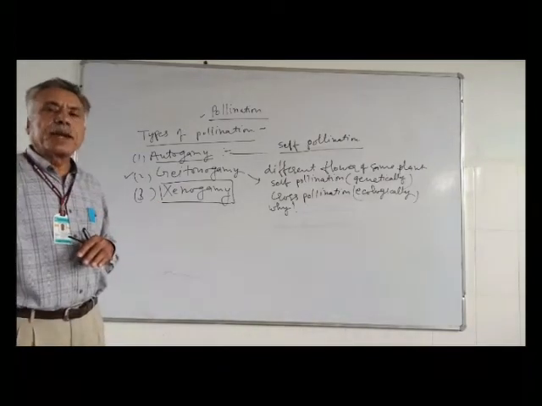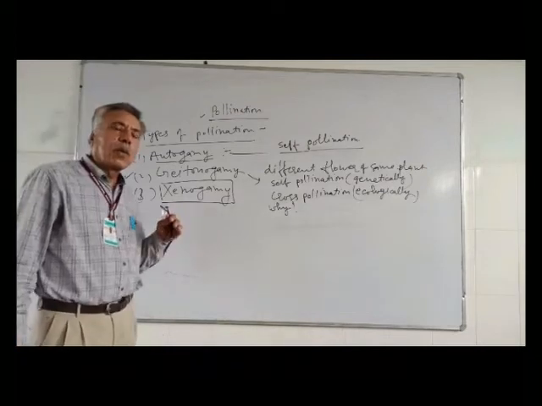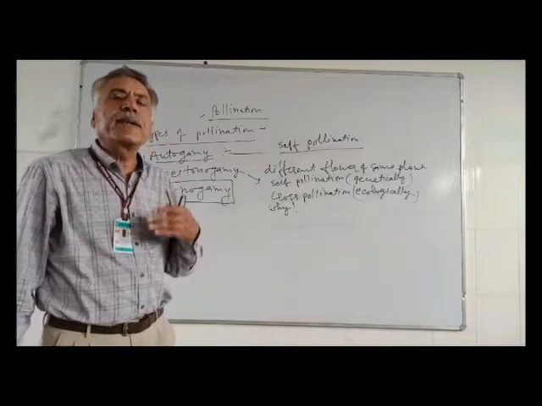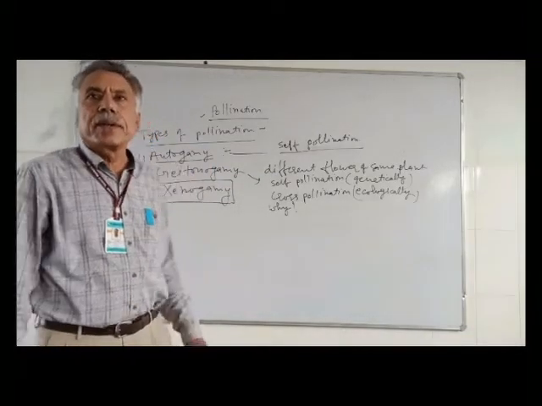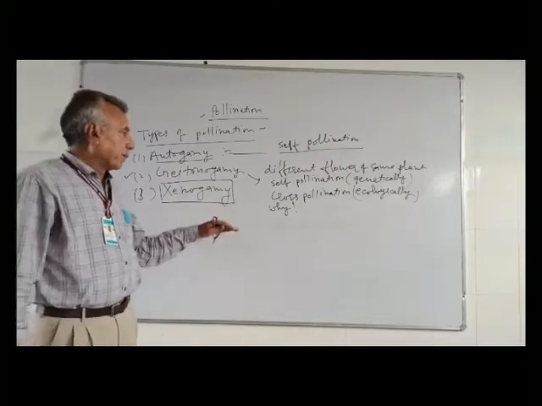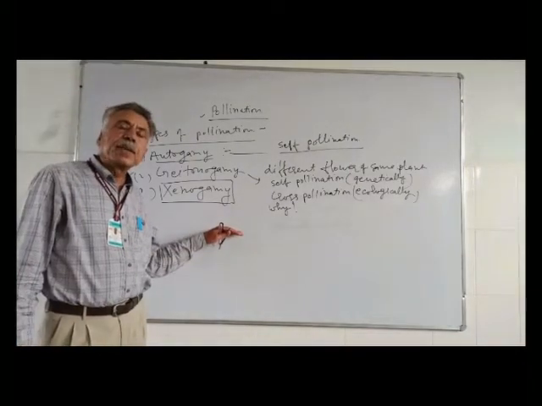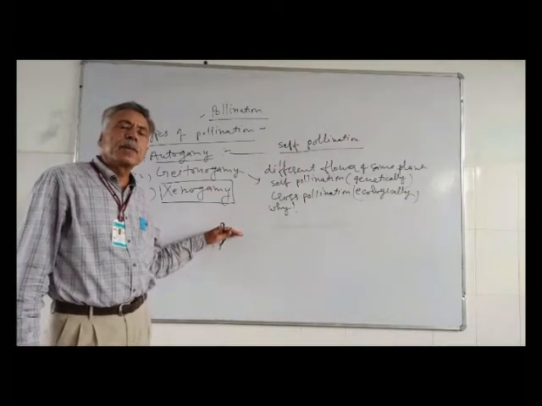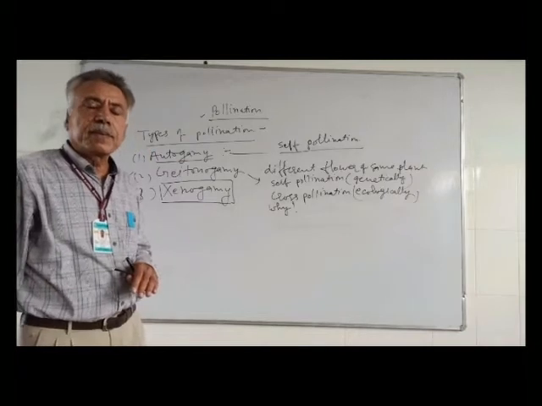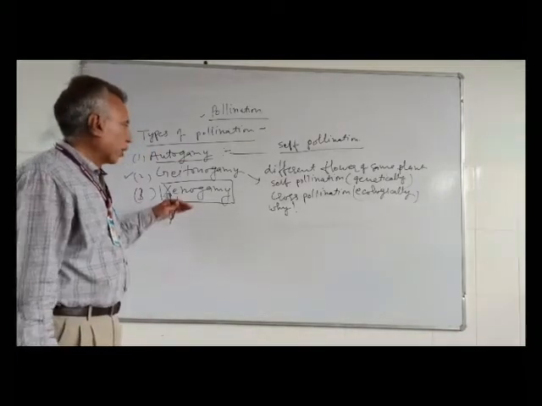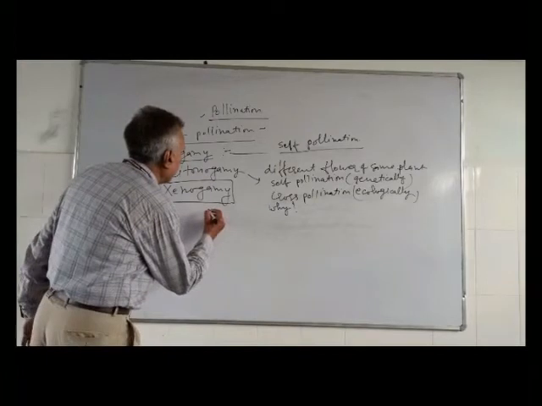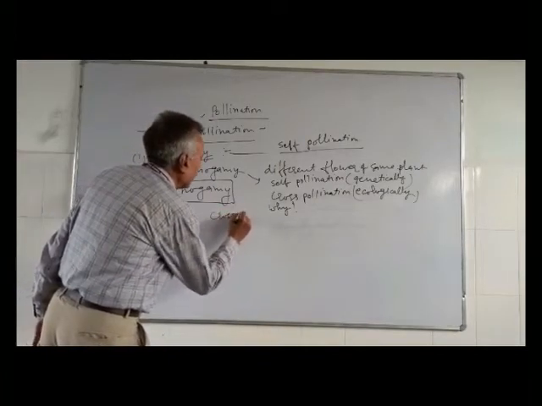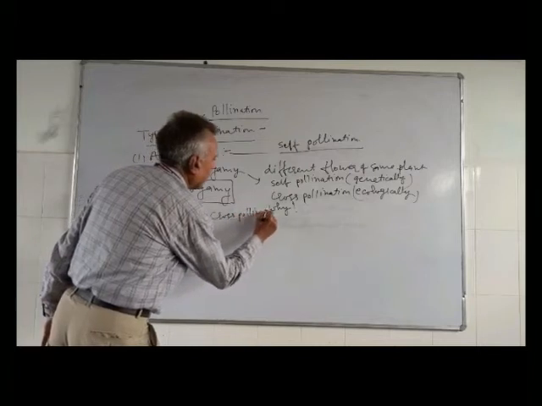Xenogamy: in this type of pollination, pollen grains from the anther are transferred to the stigma of a different plant of the same species. Here the plant is different, meaning male gametes and female gametes are genetically different. In this type of pollination, variations are created. Xenogamy is invariably cross pollination.